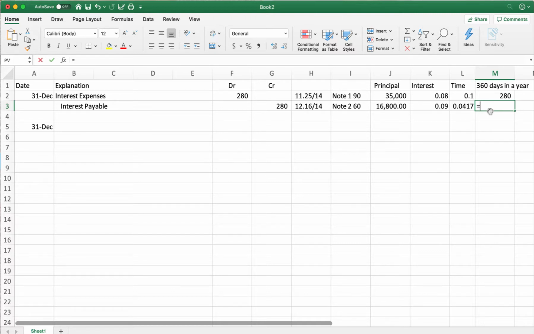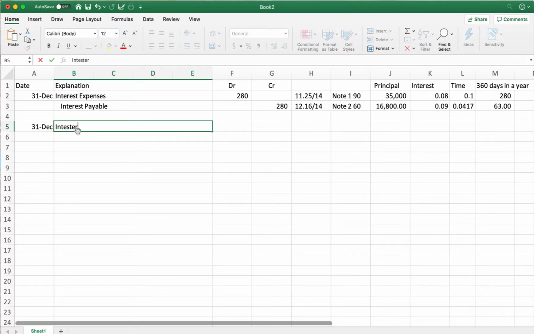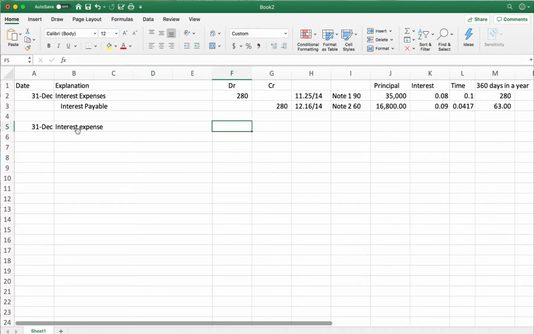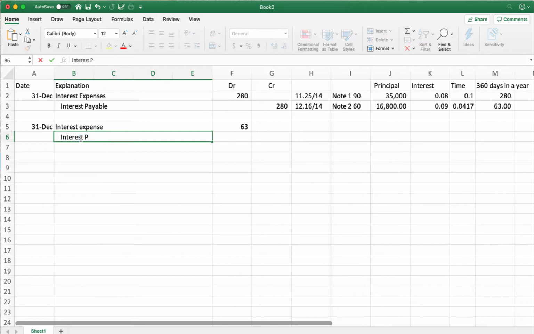Okay? So to calculate the interest expense, I take my principal amount times my interest times time. I get $63. So guess what? Interest expense is going to be debited for $63. Interest payable is going to be credited for the same $63. Okay?